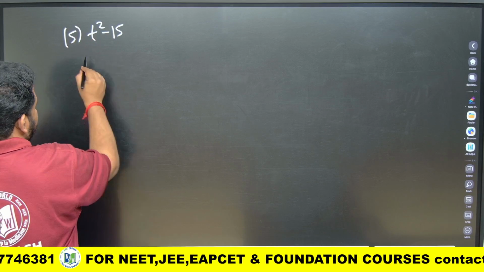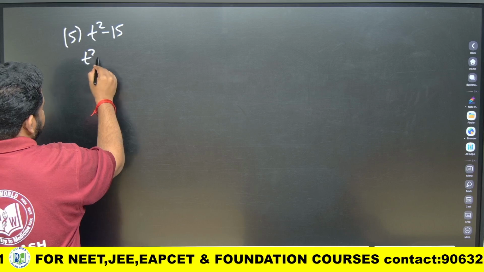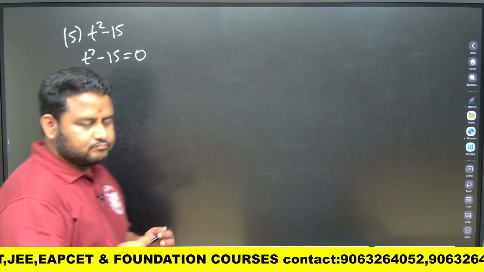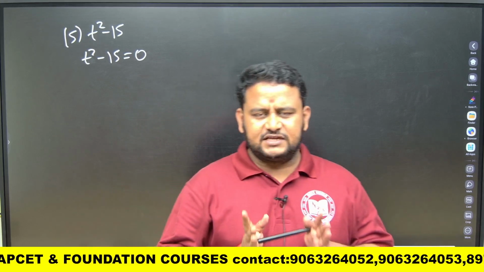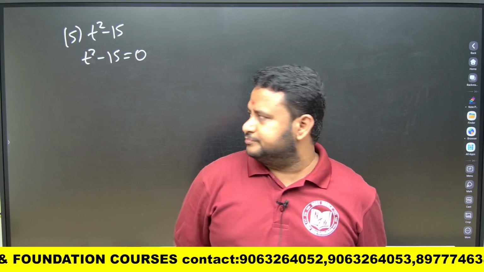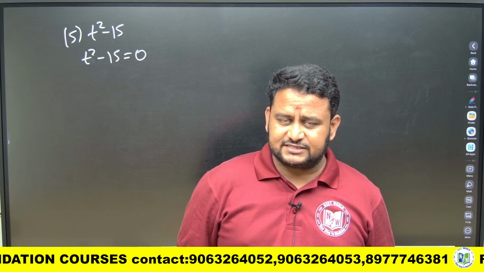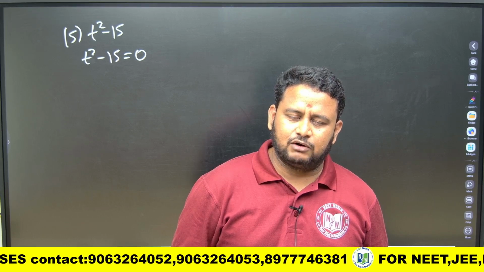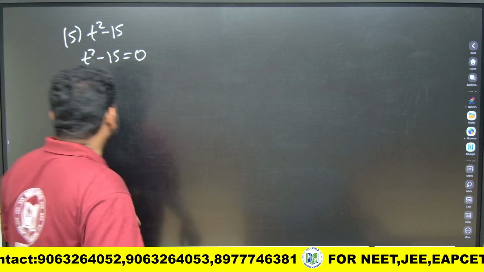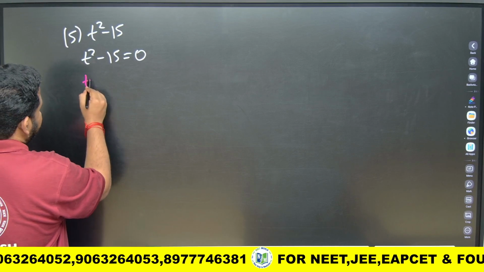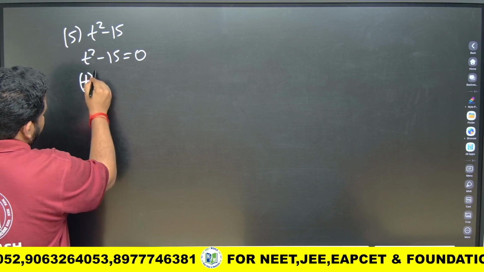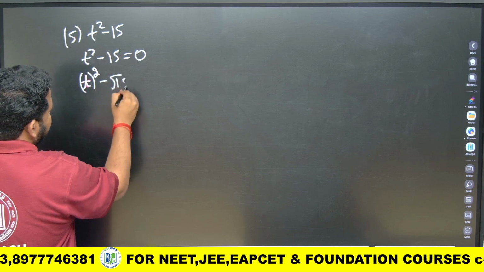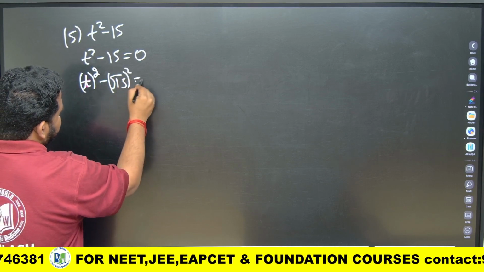I would first find the zeros, so let me equate it to 0. So t square minus 15 is equal to 0. Give it a thought, think for 1 minute how to evaluate this equation. T square minus 15 is there, so how can I write it? Can I not write it as t square whole, and 15 as root 15 whole square? This will be equal to 0.